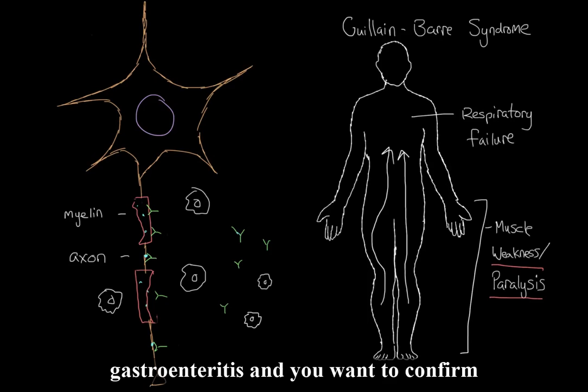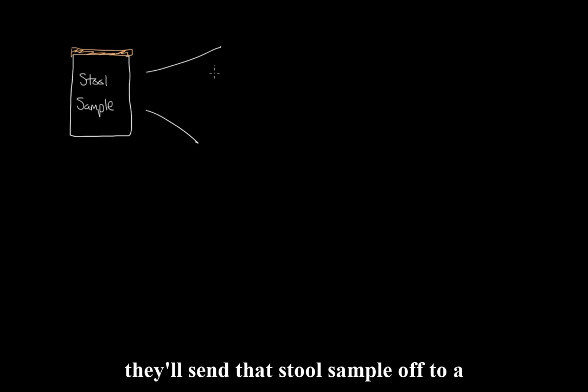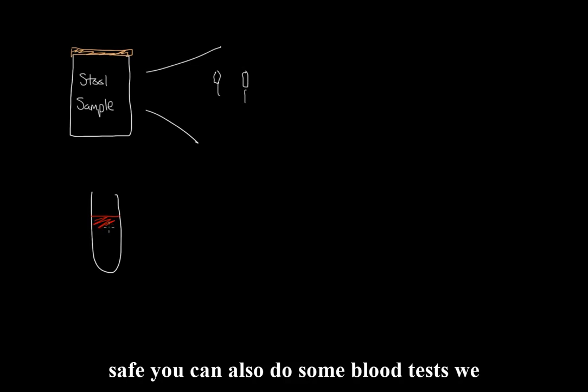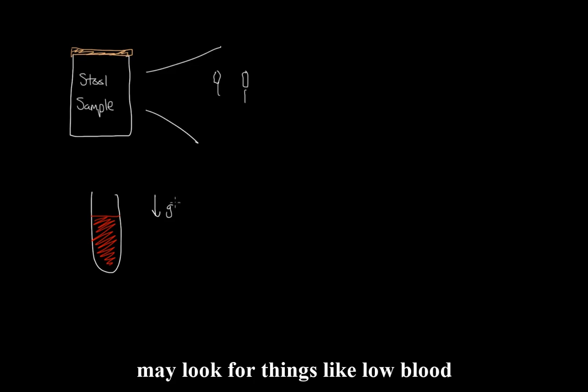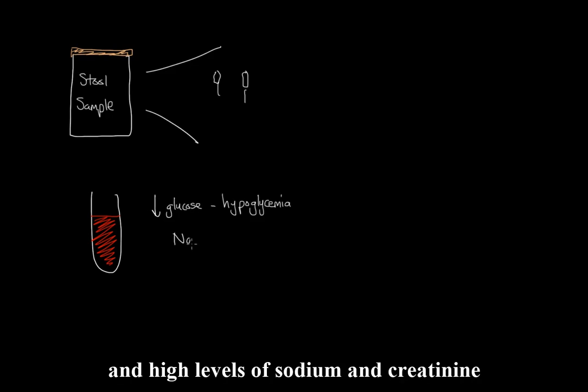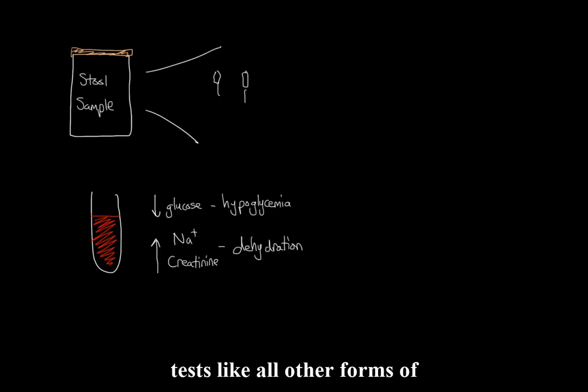So if you have some kind of gastroenteritis and you want to confirm if you have the bacteria in your system, what are you going to do? Well, like most forms of gastroenteritis, you can go to a doctor and they'll take a stool sample. They'll send that stool sample off to a lab to see if they have the bacteria in your stools. And if you really want to be safe, you can also do some blood tests. We may look for things like low blood glucose, that would indicate hypoglycemia, and high levels of sodium and creatinine, that would indicate dehydration. These tests, like all other forms of gastroenteritis, are usually what doctors will do.